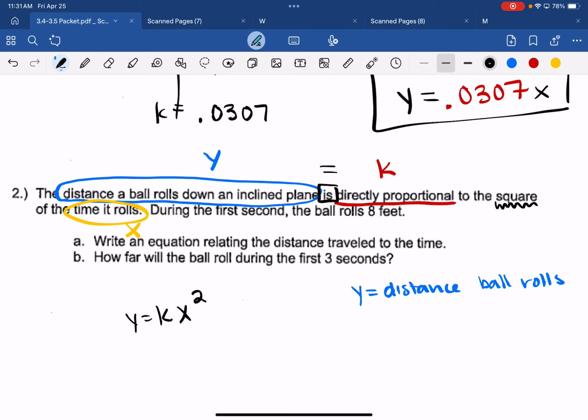X being, I should define that. X being time. Okay. Any questions on finding this general form? Slightly different. We haven't seen this yet. That was not in Algebra 2.